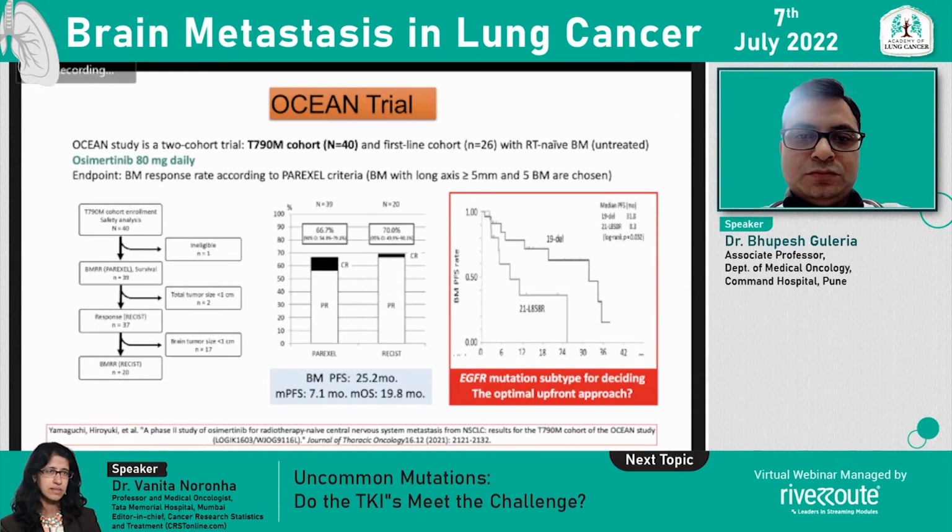This drug was also evaluated in the OCEAN trial in the two cohorts, that is the T790M cohort and the first-line cohort. And they have seen that this drug, which was later assessed by the RECIST criteria as well as the Paraxel criteria, which includes brain metastasis with a long axis of more than 5 millimeters, so more than 5 brain metastases.